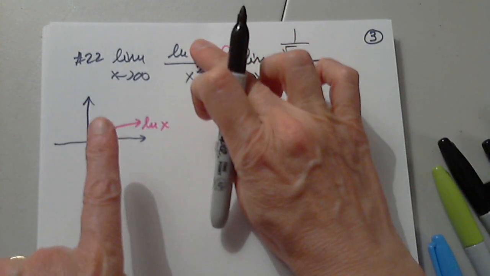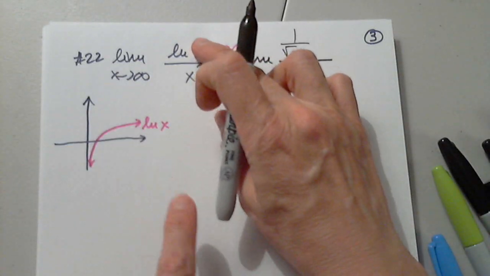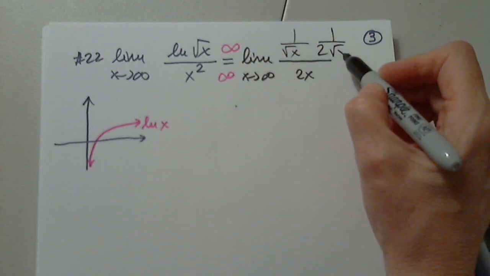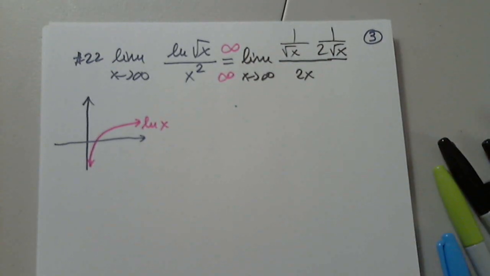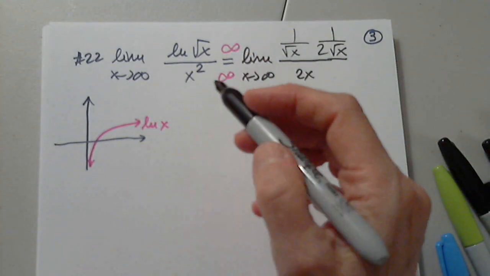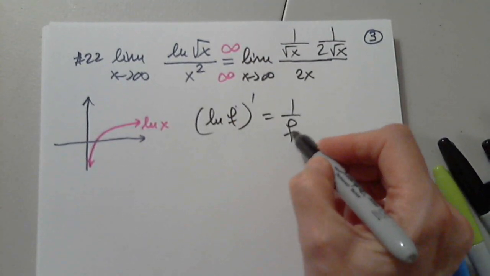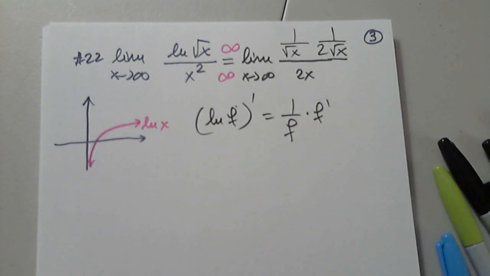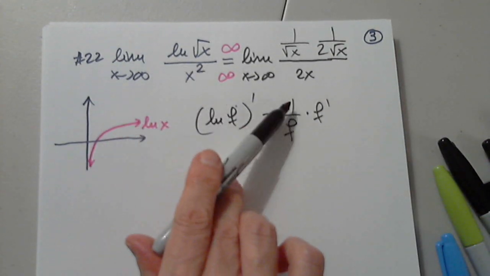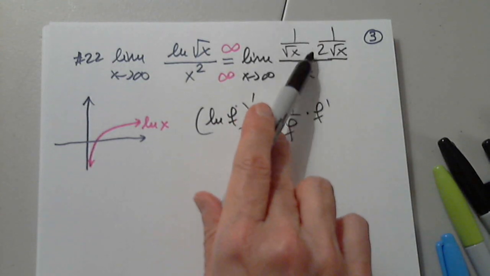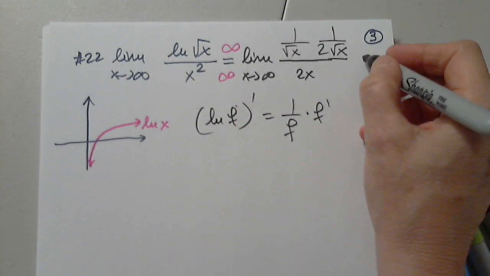So natural log of a function is 1 over that function times the function prime, which is 1 over 2 the square root of x. Awesome. Great job. So let me write the formula one more time for everyone. So the square root of x, 1 over the square root of x times the square root of x prime. And the square root of x prime is 1 over 2 the square root of x.